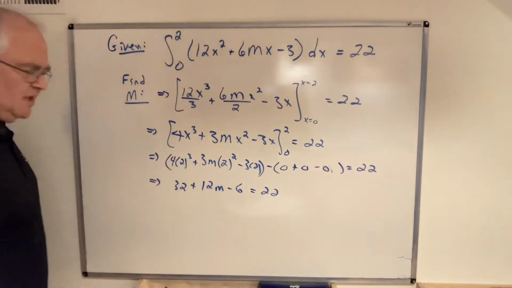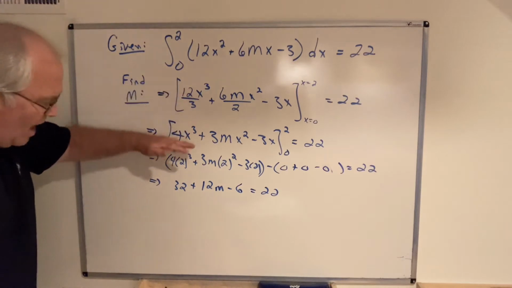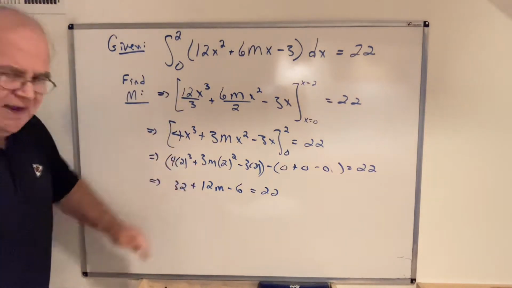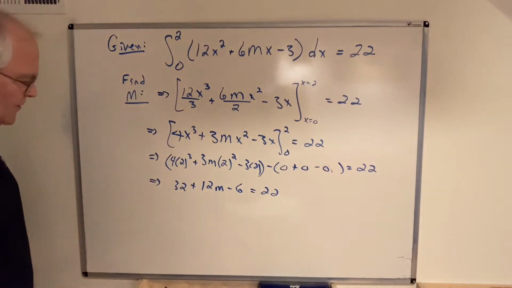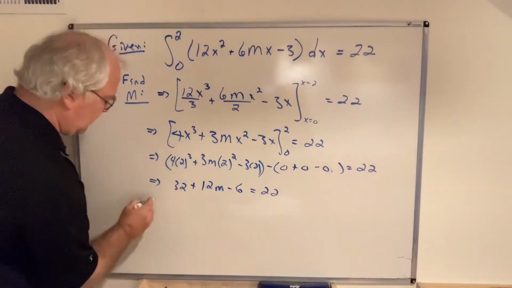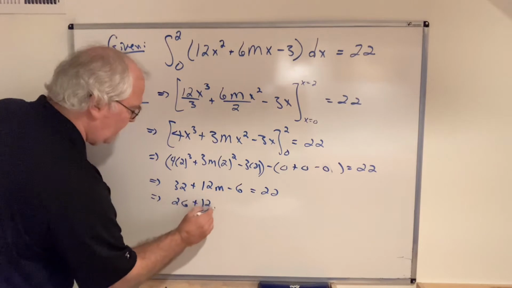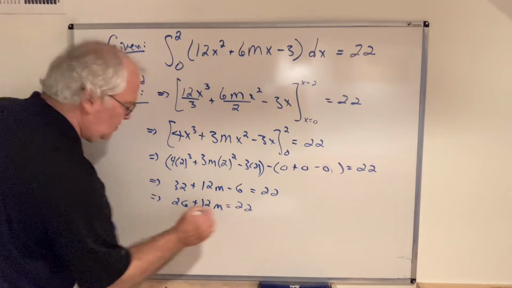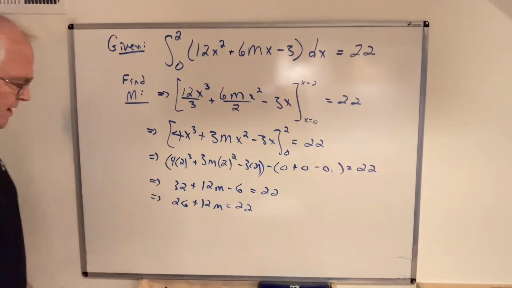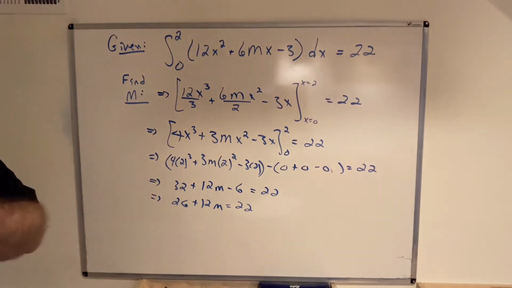And all we have to do now is solve for m. So do the calculus, and now append onto that a little piece of algebra here at the end. Let's see, 32 minus 6 is 26, plus 12m is equal to 22. Subtract, I believe, the 26 across. Is that what we need to do? Subtract the 26 across.